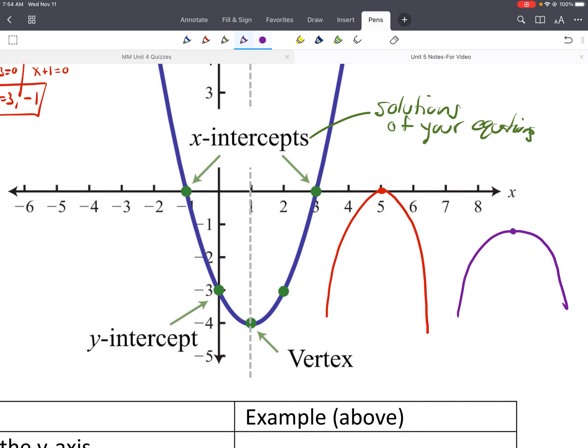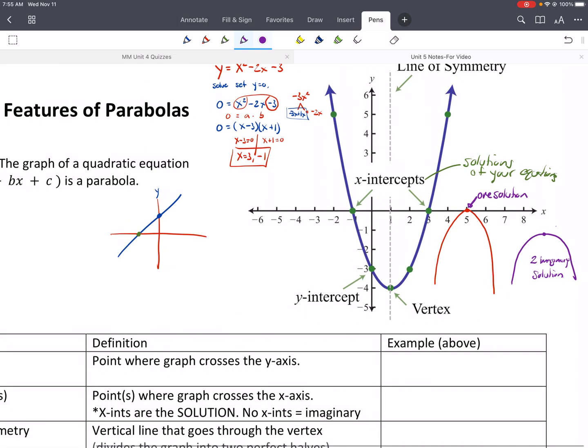Okay, so again, this is where we have one solution, and here we would have two imaginary solutions, okay? And we'll be doing lots of graphing quadratics, and you'll see a lot of situations of all 3 times, where it crosses the x-axis 2 times, or just 1 time, or it never crosses the x-axis, and we'd have imaginary solutions, all right?